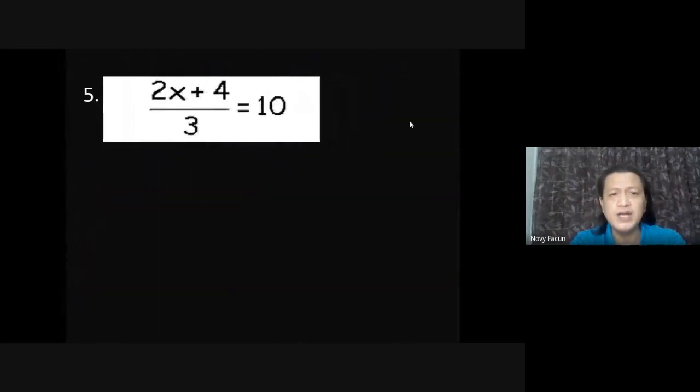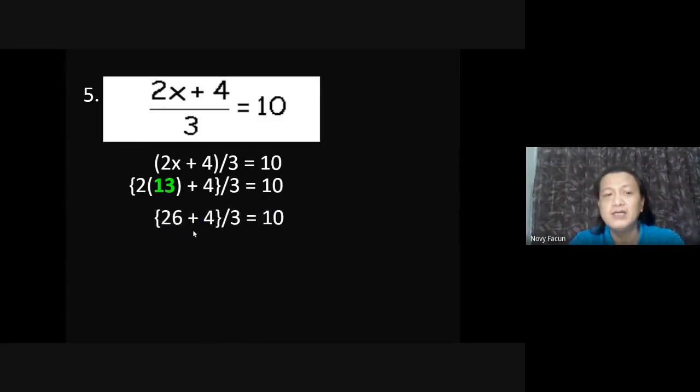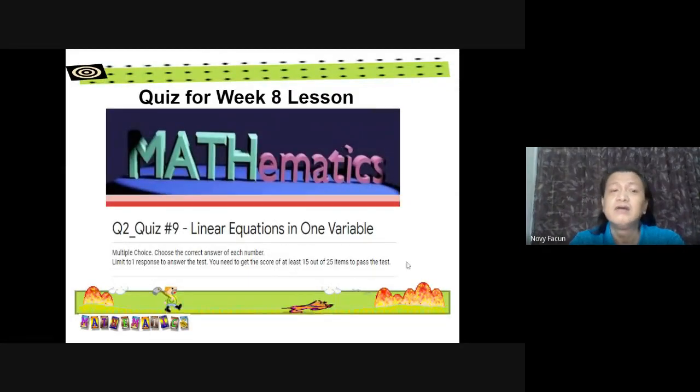Okay, and then you can now check. I-check natin kung tama ba yung solution natin na nakuha. Yung x, papalitan mo ng 13 kasi yun yung sagot natin. So 2 times 13, 26 yon. Okay. Plus 4, that is 30 over 3. What is 30 over 3? That is equal to 10. Ibig sabihin equal sila. Since equal, ibig sabihin yung value na x mo na 13, that is correct. So, and then, you can now graph.